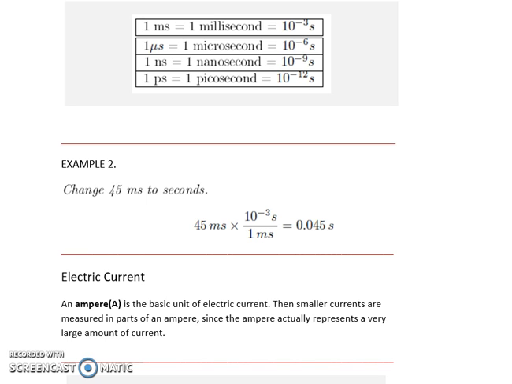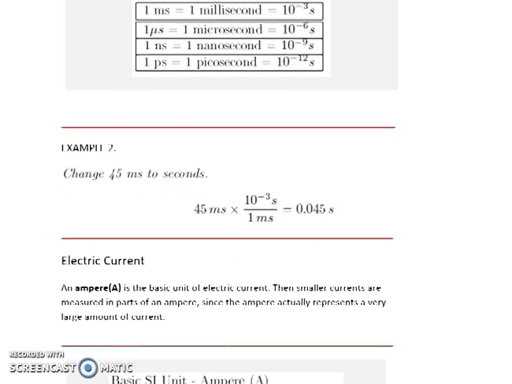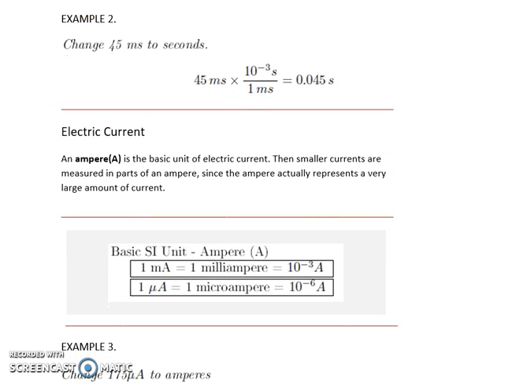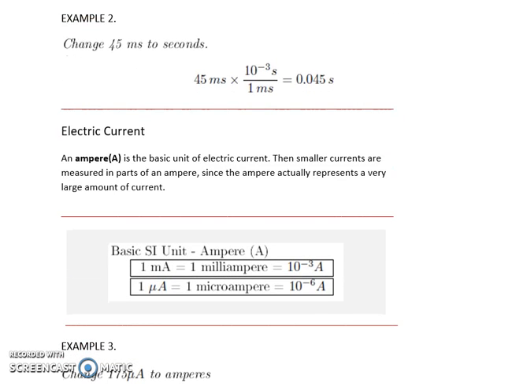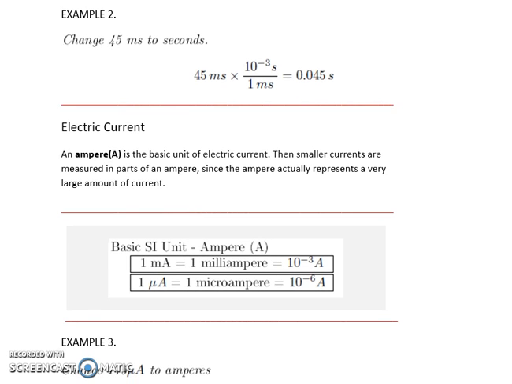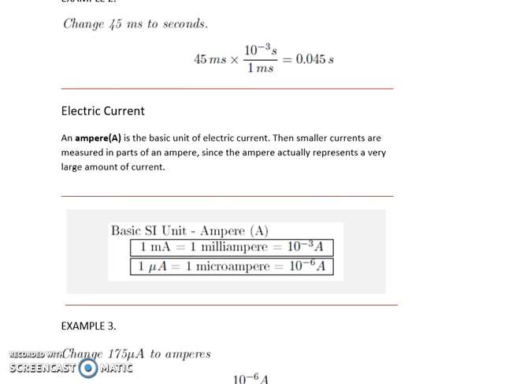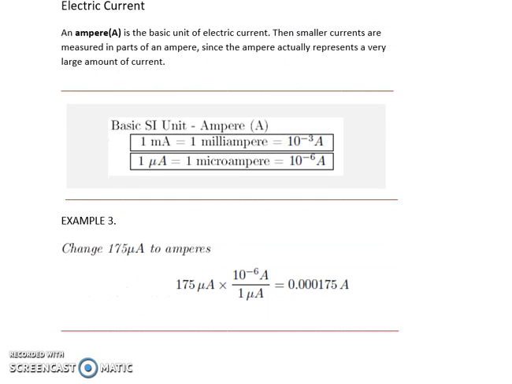So 45 milliseconds corresponds to 0.045 seconds. Electric current. An ampere is the basic unit of electric current. Then smaller currents are measured in parts of an ampere, since the ampere actually represents a very large amount of current. Here's a table with some common ampere units. So 1 milliampere is 10 to the negative 3 amperes, and 1 microampere is 10 to the negative 6 amperes.